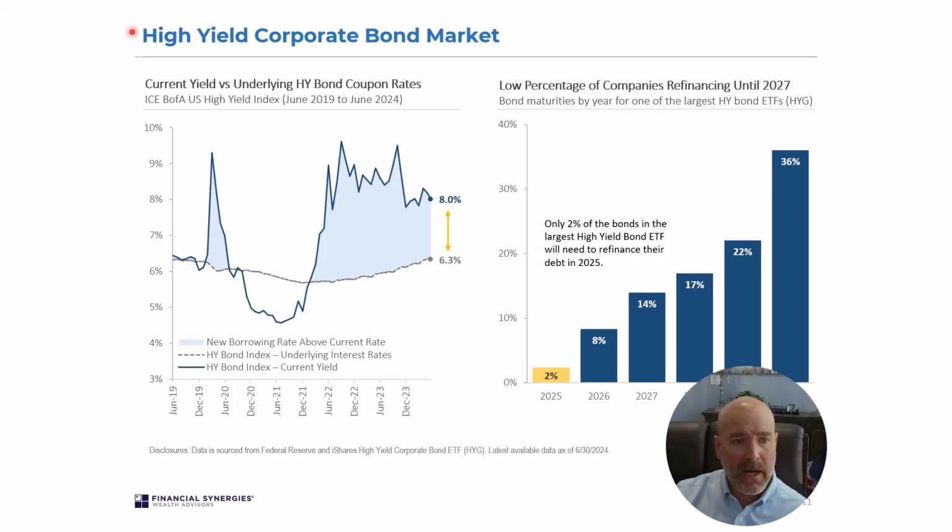So the high yield corporate bond market, not the most exciting thing to talk about, but worth mentioning here. In this slide, we're examining the current state of the high yield bond market. Corporate borrowers took advantage of low interest rates to lock in debt during the pandemic. And the chart on the left shows how this borrowing binge is still impacting the economy and market today. It compares the average coupon rate on bonds in a high yield corporate bond index against the index's current yield. And so the bonds in the index have a weighted average coupon rate of 6.3%, which approximates the average interest rate borrowers locked in.